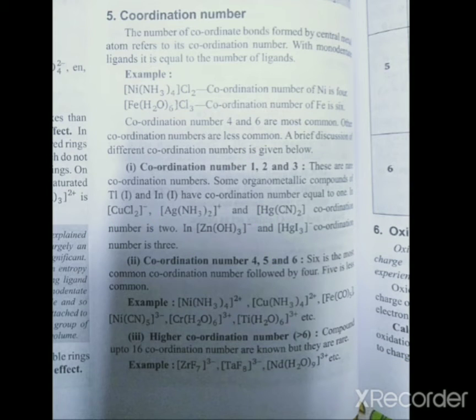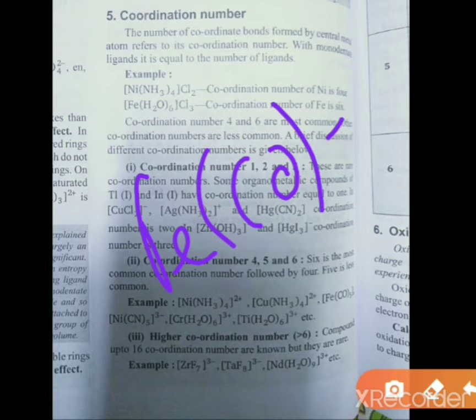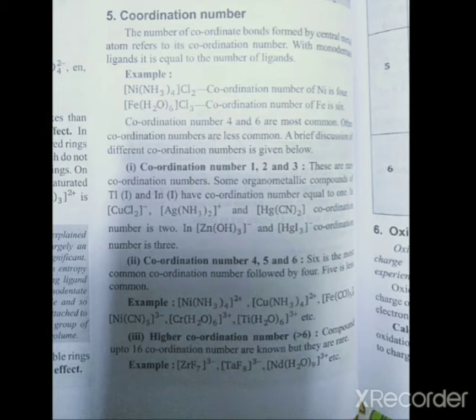Now students, as we have discussed coordination numbers 4 and 6, let us see a coordination number of 5. In the case of Fe(CO)5, the coordination number of Fe is 5. Okay, so these are the general coordination numbers observed in coordination compounds. Sometimes higher coordination numbers greater than 6 are also observed. Compounds with coordination numbers up to 16 are known, but they are rare.